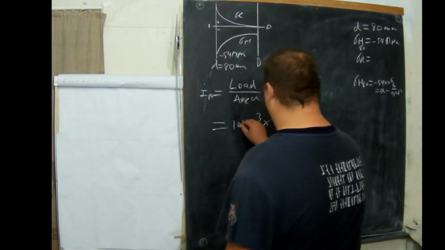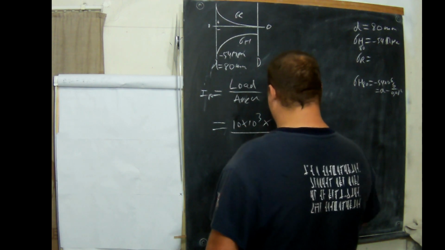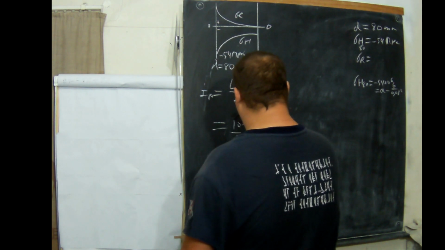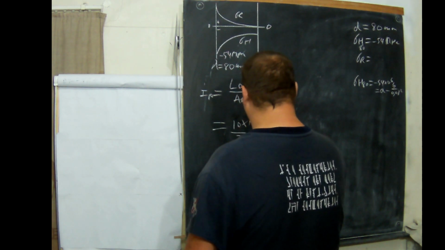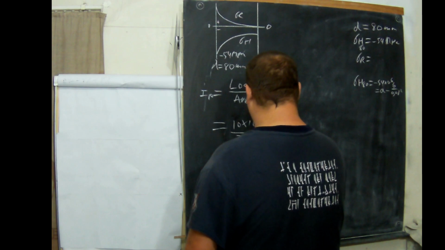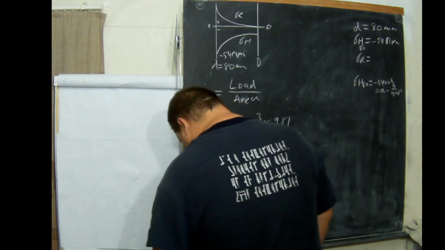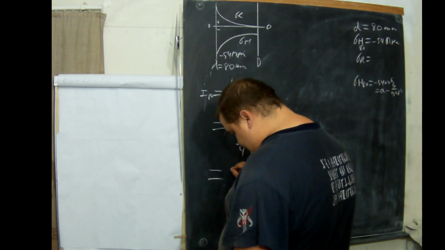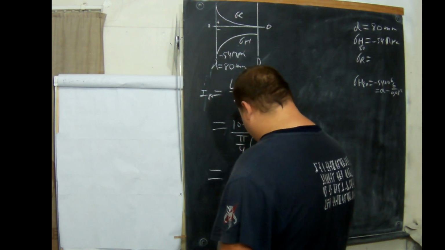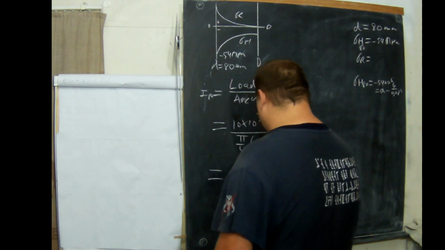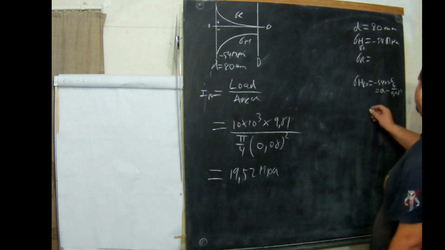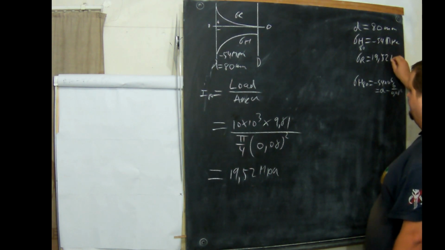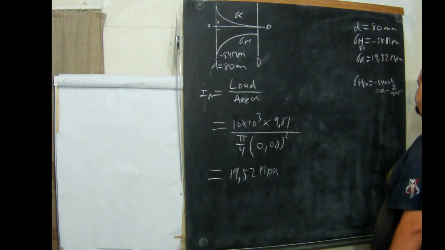So your mass times your gravity gives you your weight. Now, pi over 4 is our area, times 0.08 squared. Right. And our internal pressure is 19.52 megapascals.